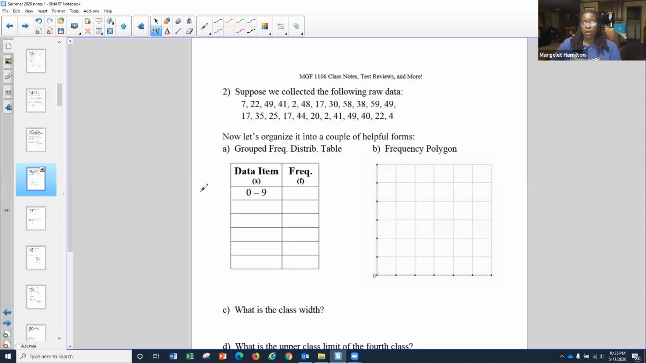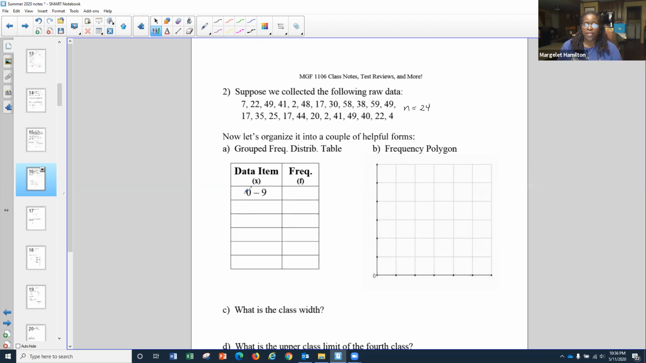All right, here we are, looking for our n. We have 2, 4, 6, 8, 10, 12, 14, 16, 18, 20, 22, 24. Did you get that? So we know that our n equals 24. Now we know we have 24 pieces of data. Let's go ahead and put them in our table.